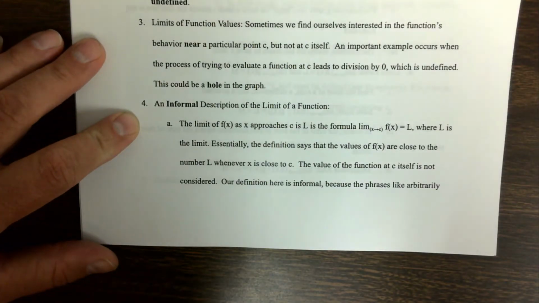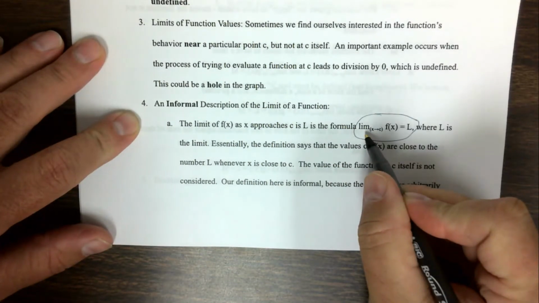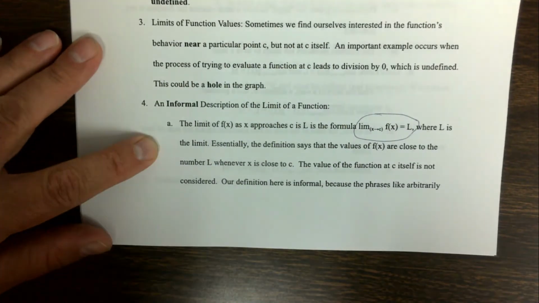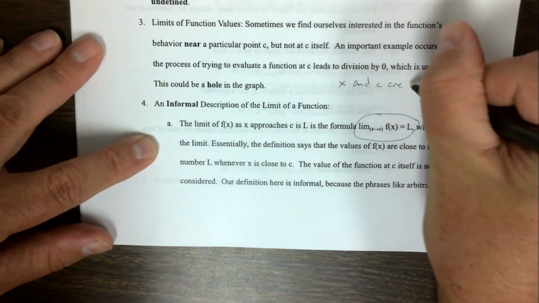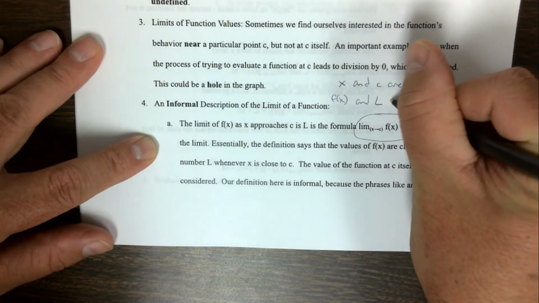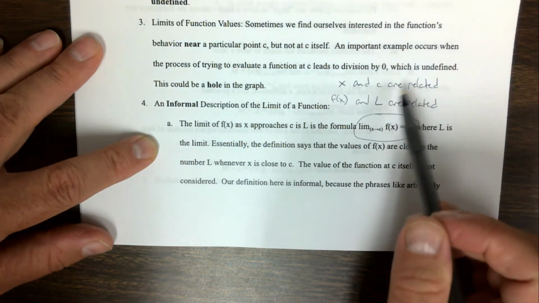Basically the limit of f of x as x approaches c is L, which is the formula limit x approaches c, f of x equals L, where L is the limit. Essentially the definition says that the values of f of x are close to the number L when x is close to c. So what you need to think of is x and c are related, and f of x and L are related. So the x and c would be the horizontal, and then the f of x and L would be the vertical.